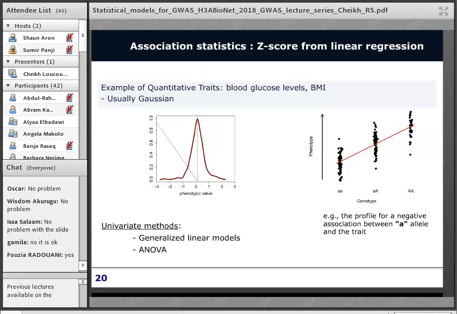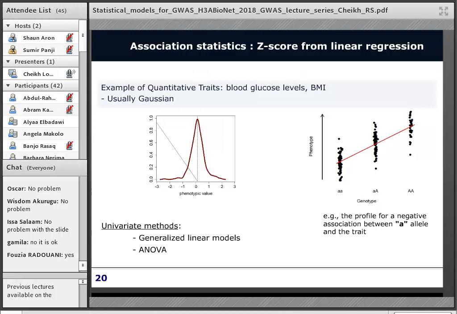And here, for example, you can have traits like the blood glucose level or the body mass index. And in general, they are Gaussian. And for example, on the right, you can see the graphic. Here you have the three genotypes: homozygous for the minor allele, the heterozygous, and the homozygous for the major allele. And here on the y-axis, you have the measure of the phenotype.